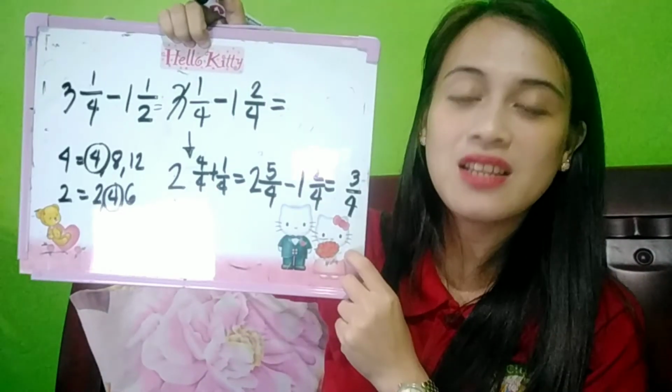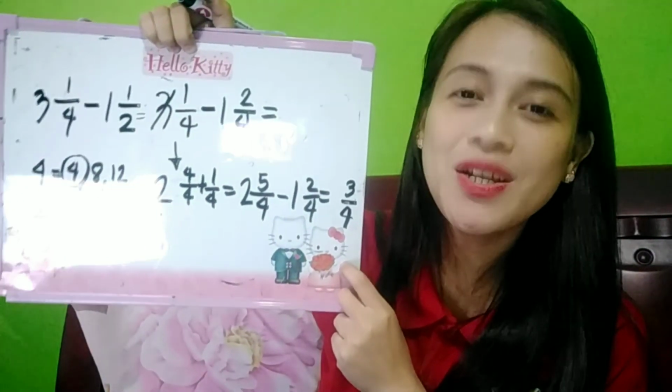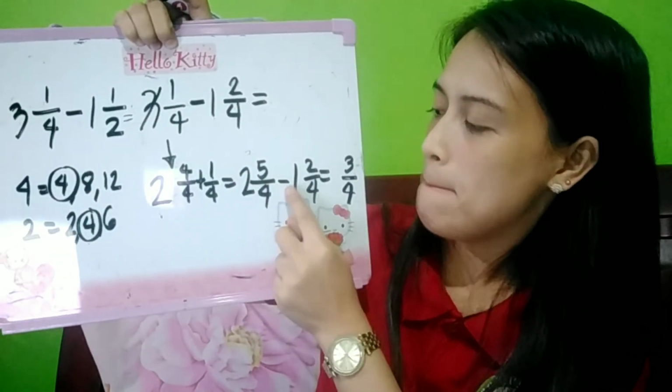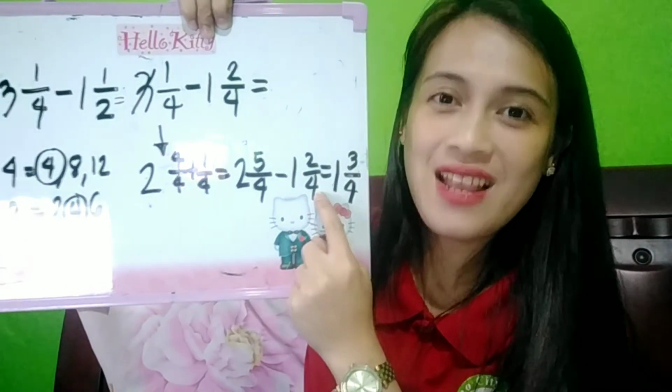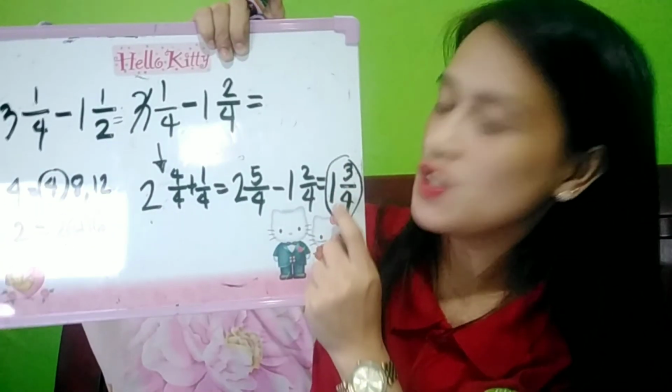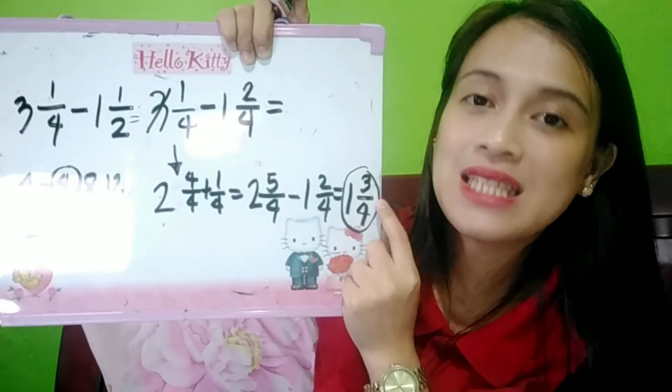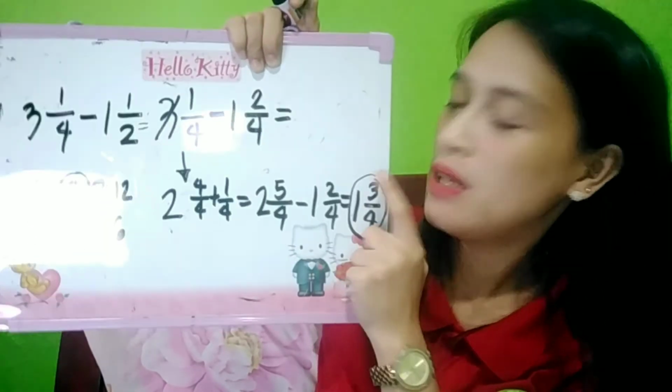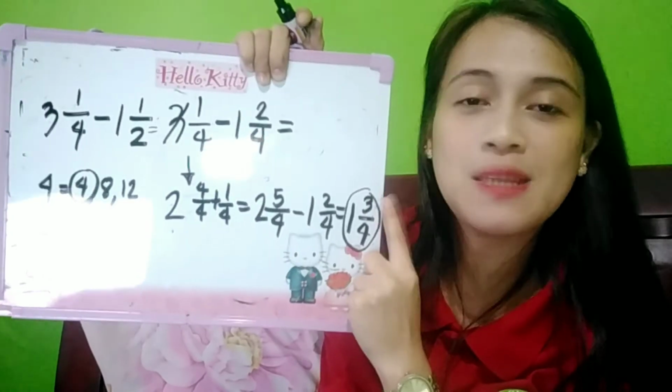Now, after that, let's subtract the whole numbers. 2 minus 1 equals 1. So, the final answer is 1 and 3/4. This is the final answer since this is already in its simplest form. Wala naman tayo pwede ma-divide sa ilahang duha, common number except sa 1.